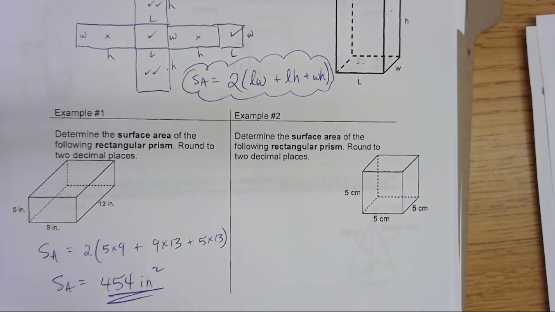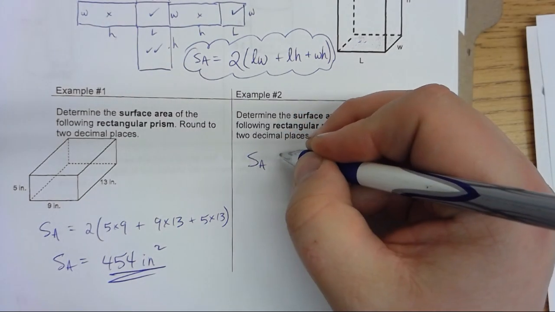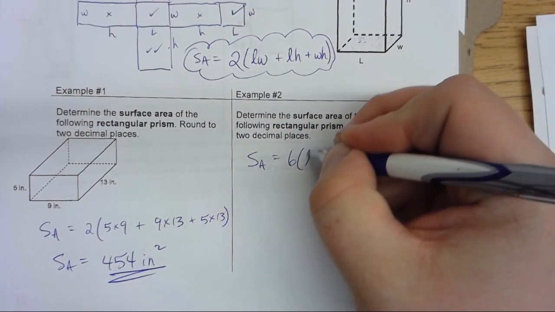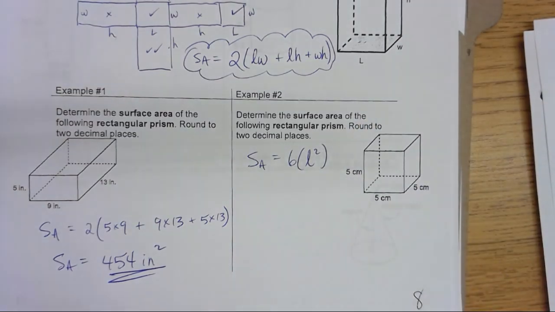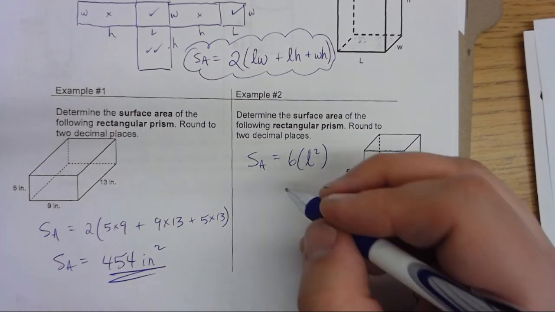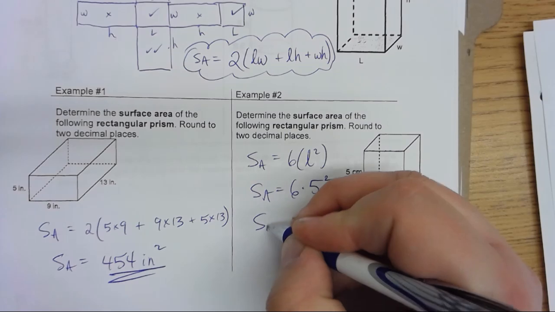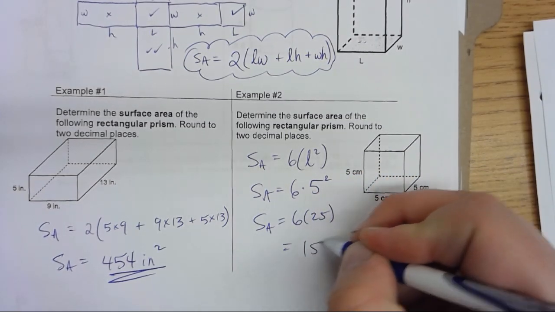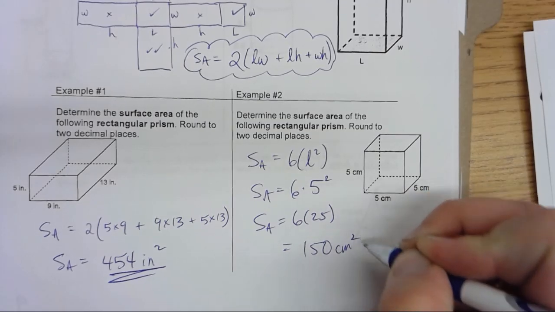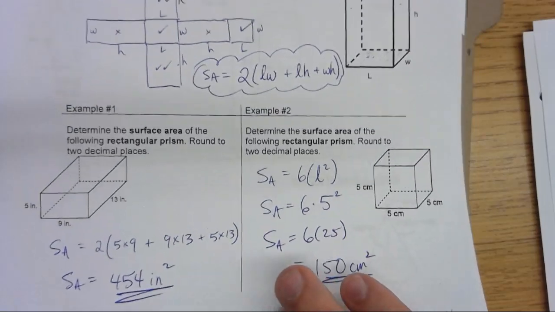Okay, for example 2, a little bit too low. Example 2 is even easier. A cube, all of the length, width, and height are the same length, so I could just say that it's a squared length, and there's 6 faces on a cube that are all the same, so I'll just times it by 6. So the surface area would be 6 times 5 squared, which is 6 times 25, don't need a calculator for that one, 150 square centimeters. Okay, so that's a rectangular prism.